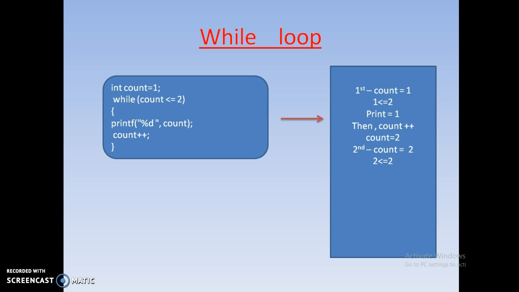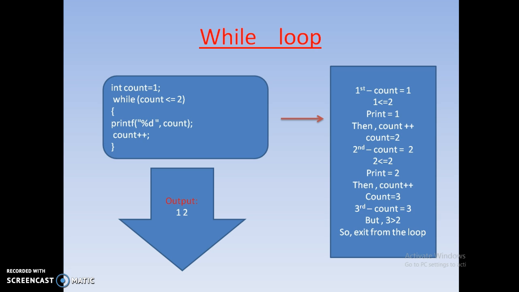Secondly, check its test condition again, that is 2 is less than or equal to 2. Here the test condition goes true, then its body will be executed again, that is print 2. Then count is again incremented by 1. Now the count value is 3. Then again check its test condition, that is 3 is less than or equal to 2 or not. It's found that 3 is greater than 2. So it exits from the loop. The output is 1 and 2.